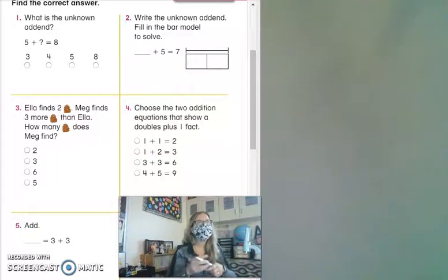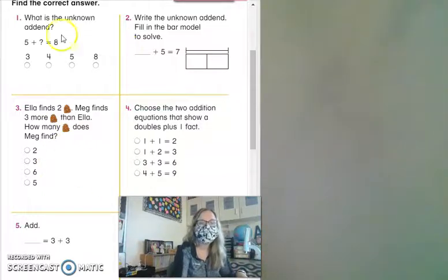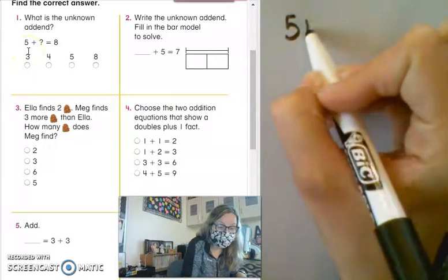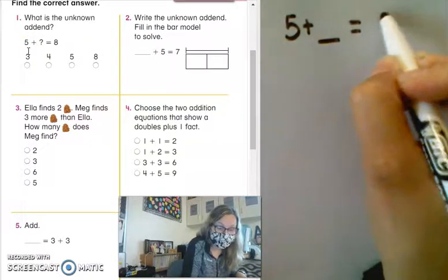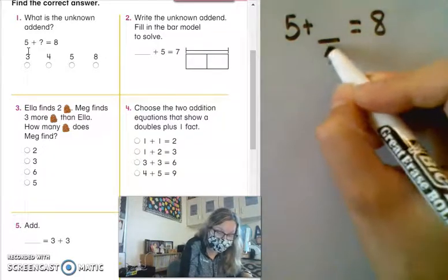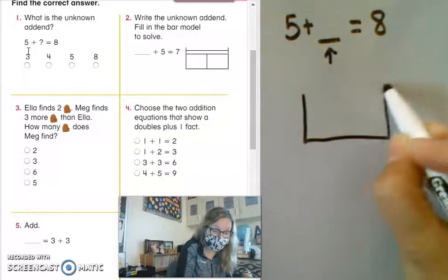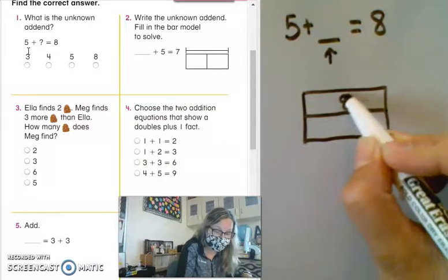Now, we just started talking about that yesterday, but you guys were doing a really good job with it. So if you put your eyes up here, the problem that they wrote out is 5 plus some number that we don't know equals 8. So yesterday, I showed you that what we're trying to figure out is this missing addend, or this missing part. So if I were to put this in a part, whole chart, it would look like this. I have 8 all together.